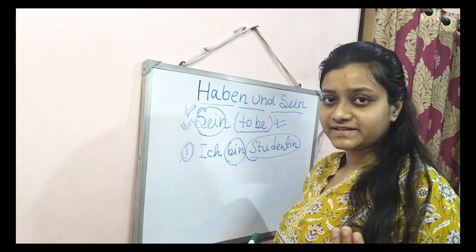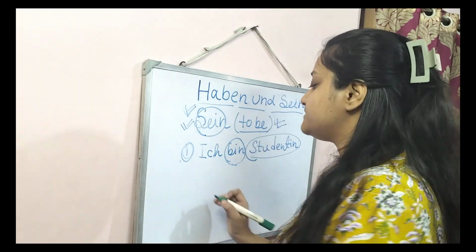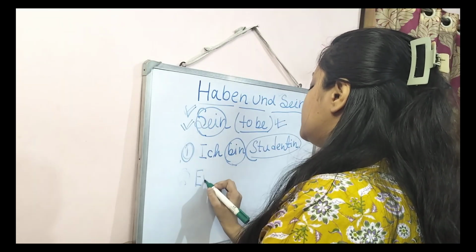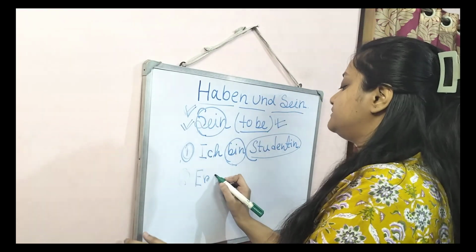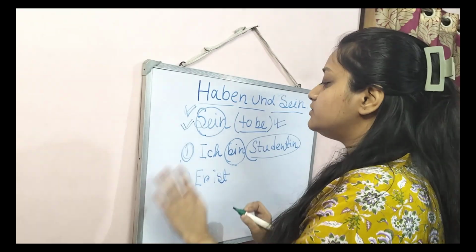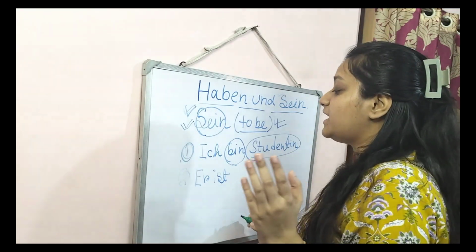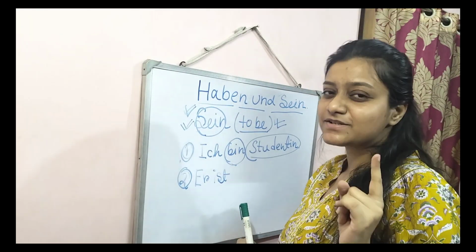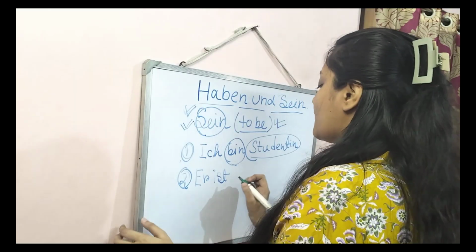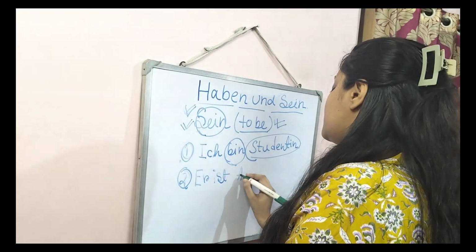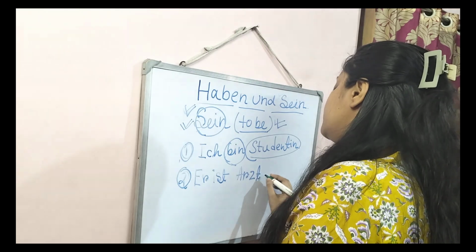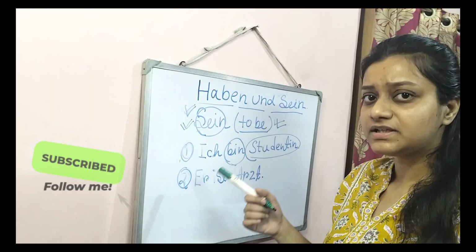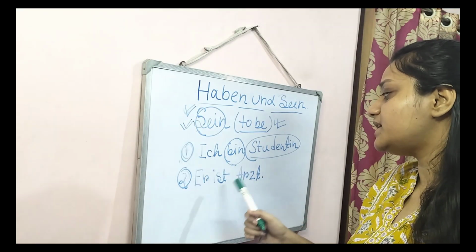Let me show you another example with the sein verb. The second one is er, third person singular. I will teach you this pronoun in another video, and if you want to learn it, please comment below. So Er ist Arzt means identifying a person. I have said that sein is used for identification, condition and location. So to identify a person: Er ist Arzt.